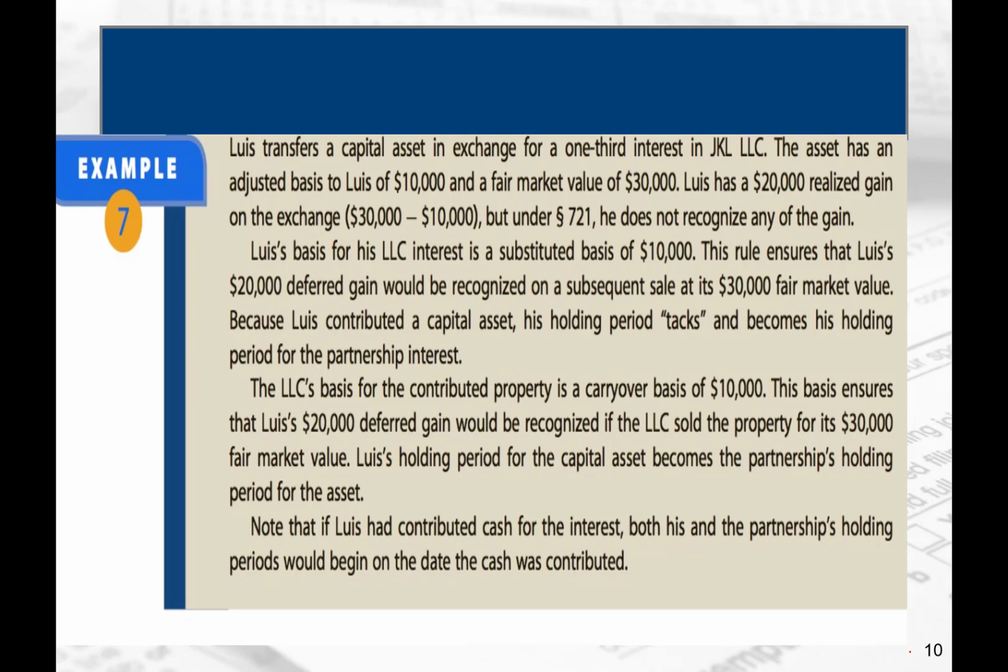But the asset has an adjusted basis to Luis of $10,000 and a fair value of $30,000. Luis has a realized gain of $20,000, and we're under section 721 here that deals with this for partnerships. We do not have to recognize any of the gain for our tax purposes. So we'll be able to defer that. Now, what about the basis? Luis' basis in the LLC is the basis of whatever the property was that he gave up, $10,000.